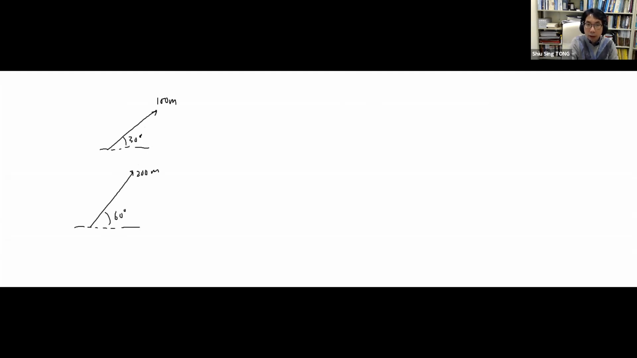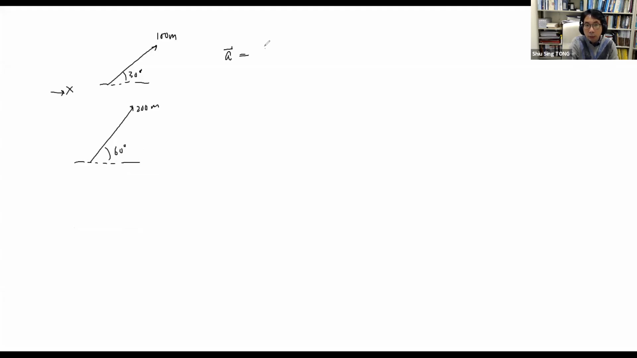So I can write this vector as A. And what is the x component of A? If I call this direction x, then I will have 100 cosine 30 degrees in the i direction, plus 100 sine 30 degrees in the j direction. And similarly, for this vector, I call it vector B. I can also write the vector B in terms of its components.